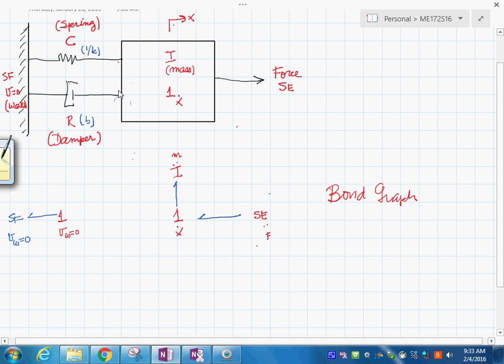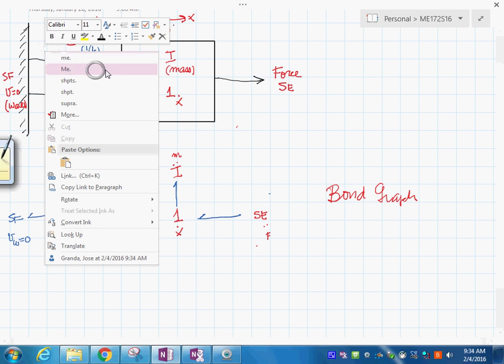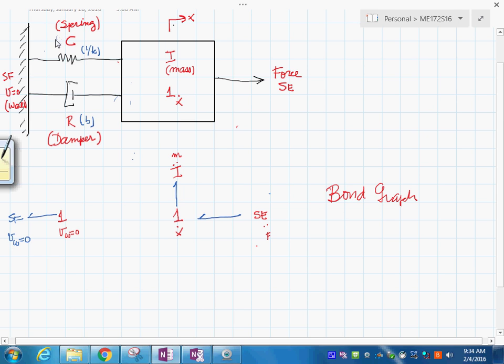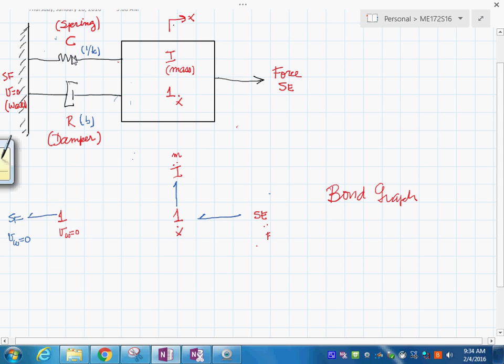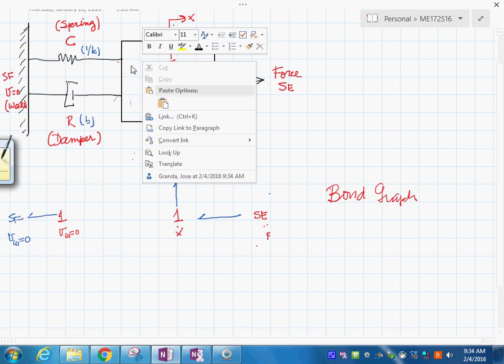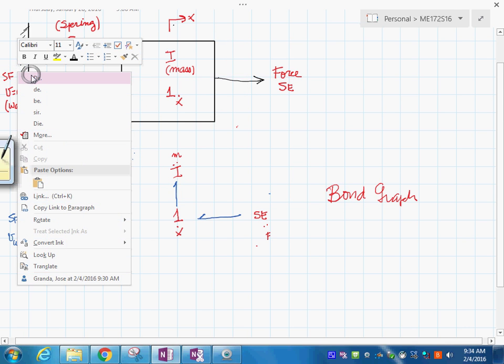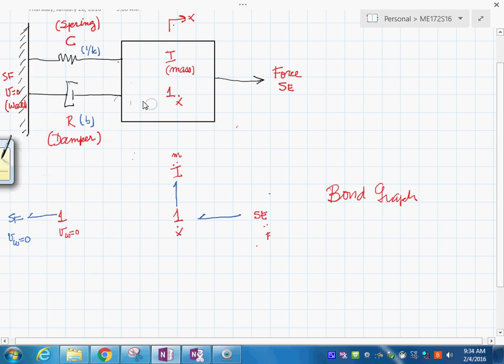But you see, in this case, you have the spring and you have the damper, but those two are in between the mass and the other one. So you represent the difference in velocities between this and this point.